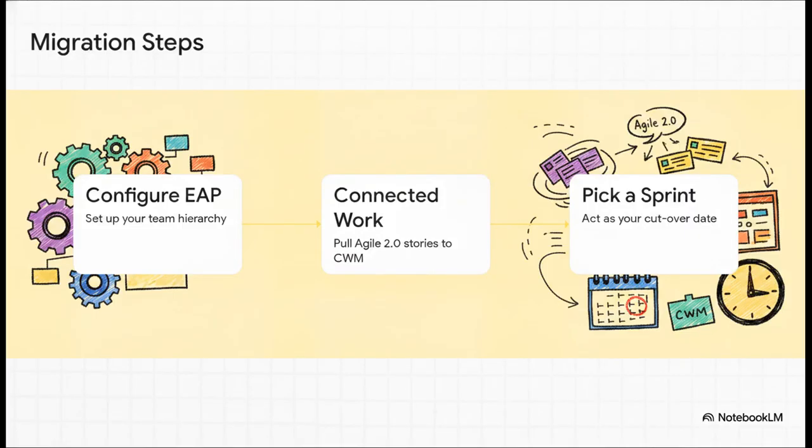Because CWM and Agile 2.0 actually run on the exact same underlying epic and story tables, migrating your data is remarkably simple. We're talking 3 straightforward steps. First, configure your EAP team hierarchy. Second, use the connected work feature to just pull your existing Agile 2.0 stories onto a new CWM board. And finally, pick a specific sprint to act as your cutover date. Yep, it really is that straightforward.